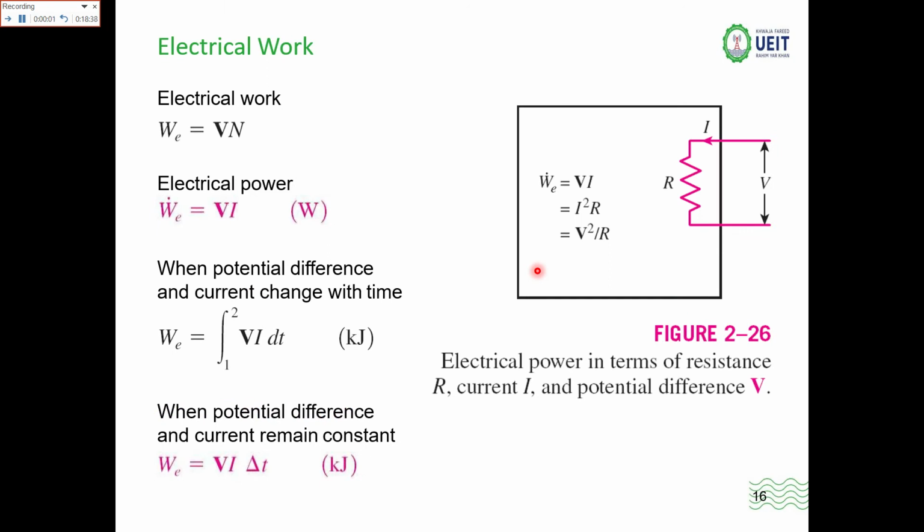Now the electrical energy is equal to V into I, or we can say that W dot is equal to power, which is equal to voltage multiplied by the current. Here you can see that it is also equal to I square into R. These are the interpretations of the electrical energy.